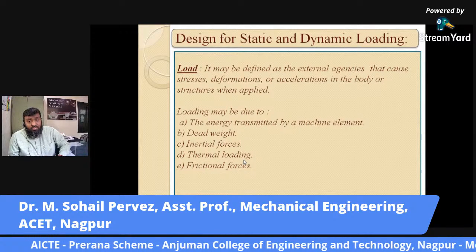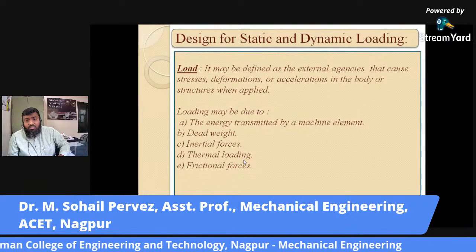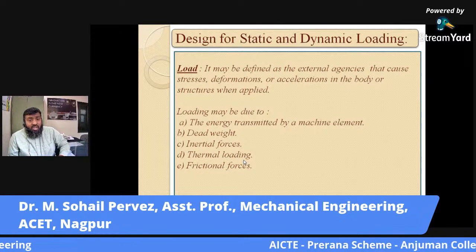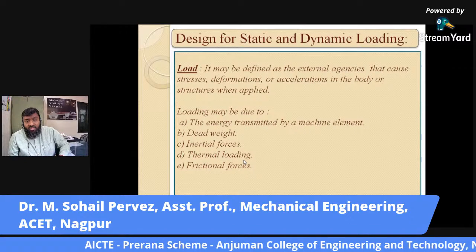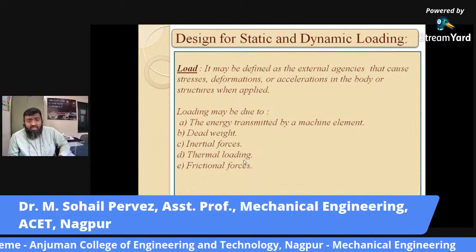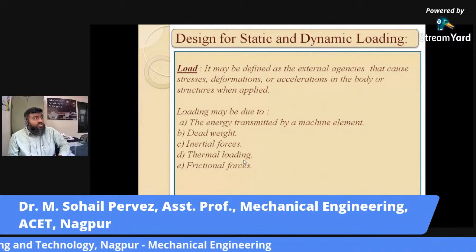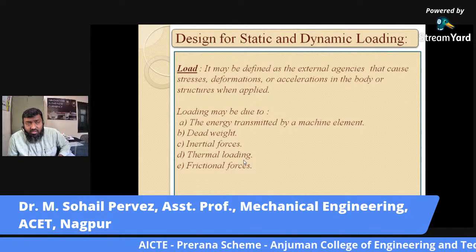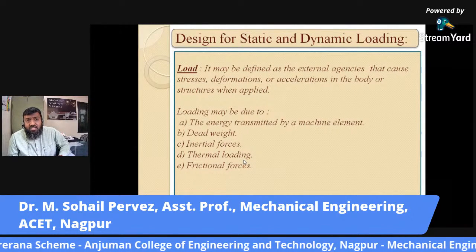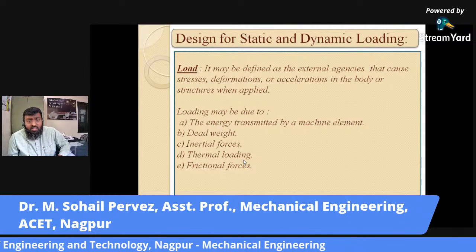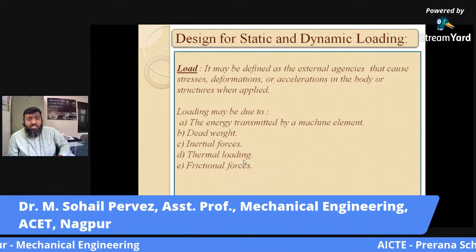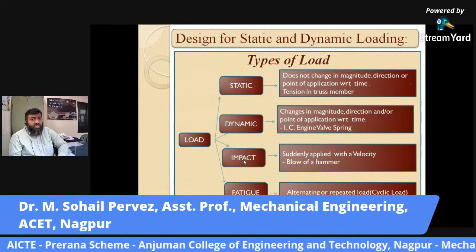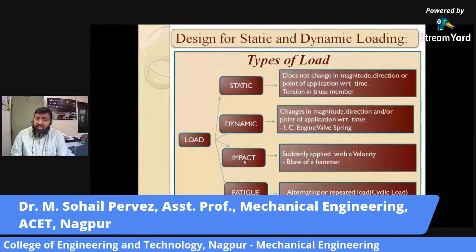And the loading may be due to, sir, the very basic and most considerable reason, the energy transmitted by a machine element. It will apply some load, dead weight of the machine, dead weight of the components, inertial forces by virtue of their position as well as the mass they are having, thermal loading due to temperature, frictional forces. Obviously, frictional forces are nothing but the disastrous motion wherein the surfaces get rubbed off or worn off. So we have to think how the loading will be done or how the load will act on our machine or component or element by virtue of all these things. The next is types of load. Now please understand this basic classification.